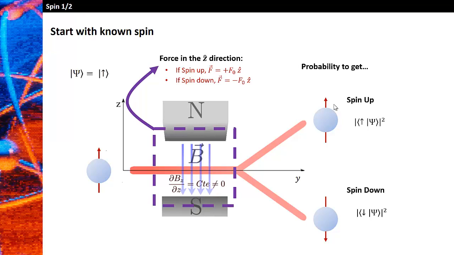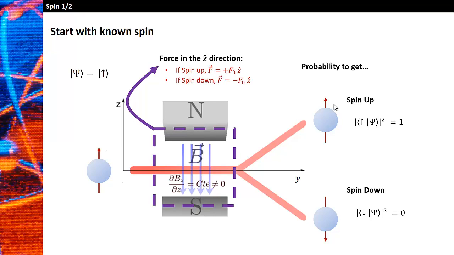And as a result, detect which particle you had that you sent through the magnet in the first place. Okay, but in this case, we sent a spin-up particle through our Stern-Gerlach experiment, through this magnet. And so we know that the probability to get spin up is going to be 1, and the probability to get spin down is going to be 0.